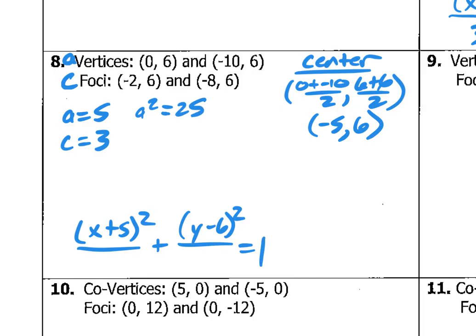a squared is 25. b squared is 9. Now remember when we do the formula here, we've got to have a squared and b squared, and right now we don't have b squared because we aren't given the co-vertices. So we have to find b squared. So we're going to go back to this formula again. We know a squared is 25. We know c squared is 9.